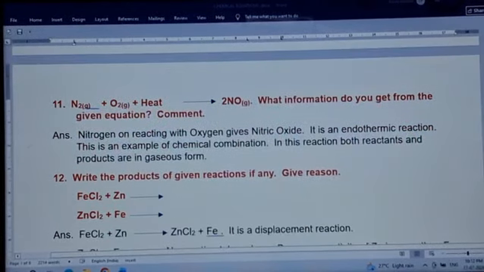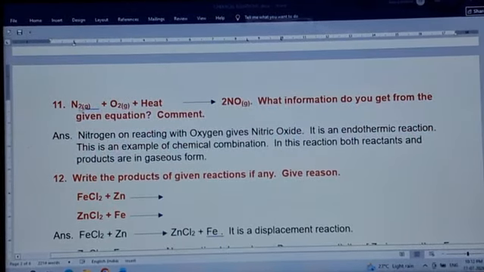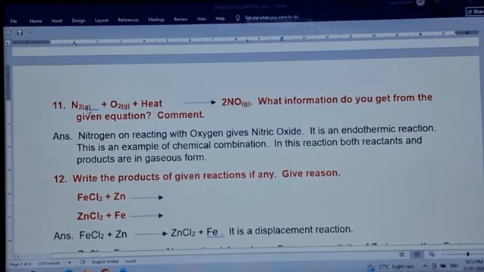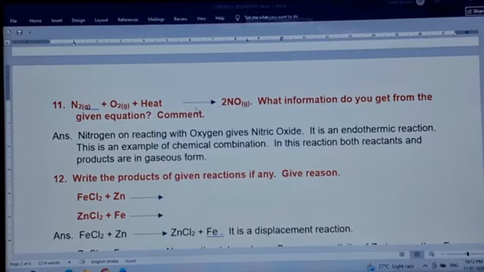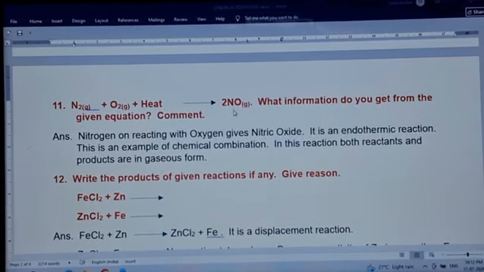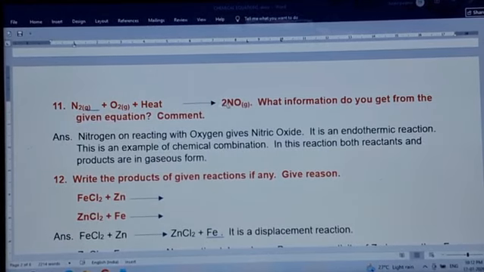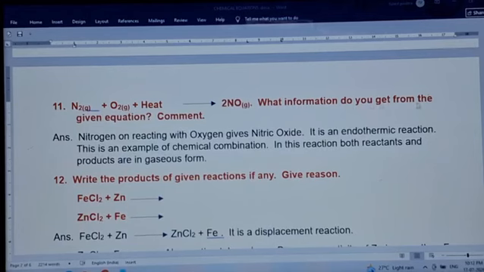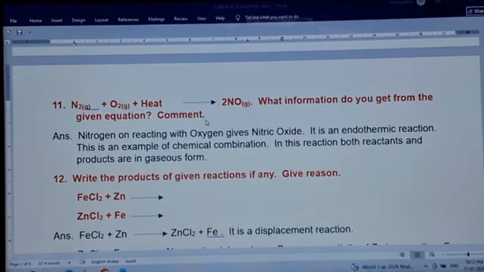Now 11th sum. See, they have given an equation: nitrogen plus oxygen, N2 plus O2, in the presence of heat, gives rise to nitric oxide. NO is called nitric oxide. It's a balanced reaction they have given. What information do you get from the given equation, and comment?